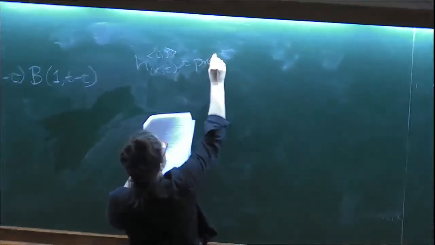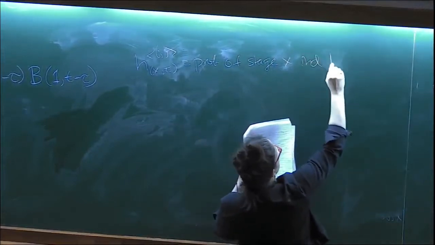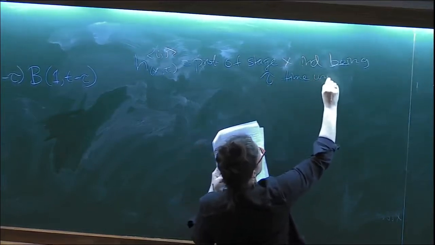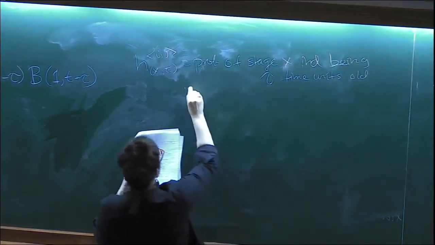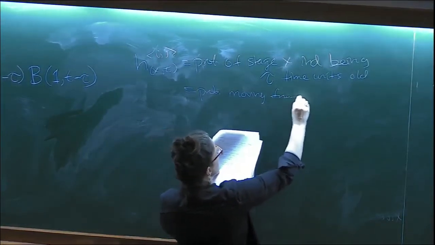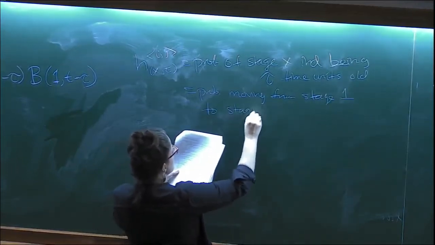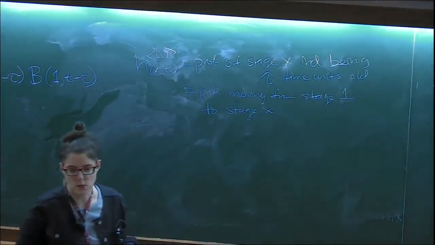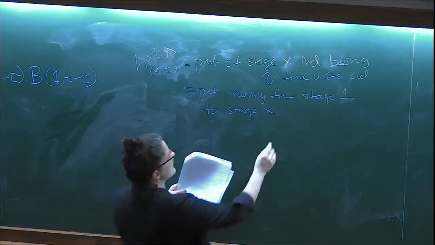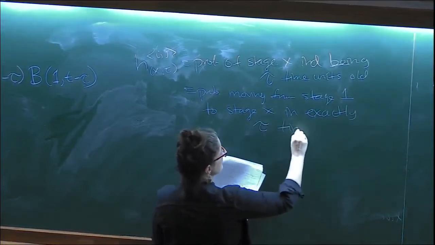And that's the probability of a stage X individual being tau time units old, which is also the probability of moving from stage 1 to stage X without going through stage 1, right? Because stage 1 is an absorbing state. If I go into stage 1, I've got to stop. In exactly tau time steps.